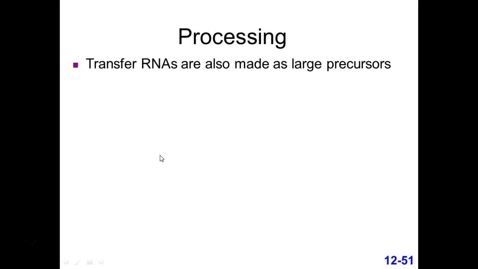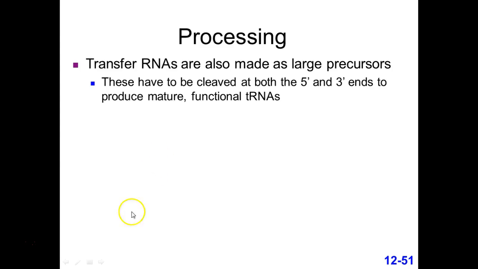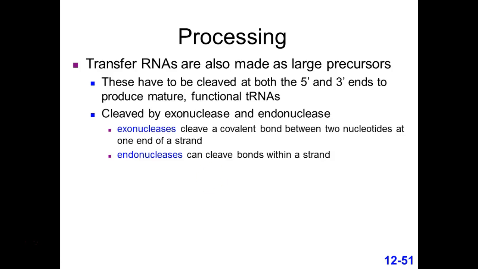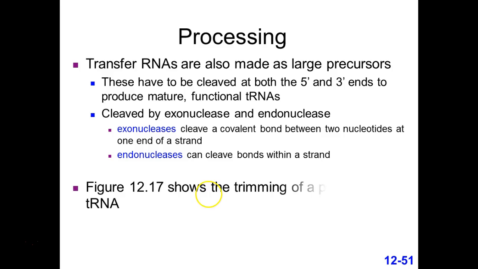So transfer RNAs are also made as very long precursor RNAs. And both of them are cleaved into the individual ones. So exonucleases cleave the covalent bonds between the 2 nucleotides at the end of the strand, and endonucleases cleave the bonds within the strand.